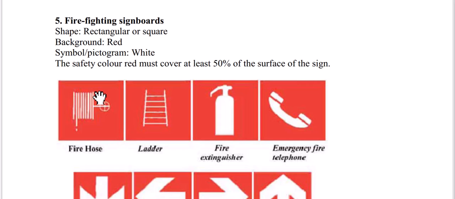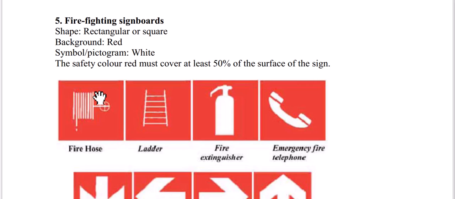So they normally have a rectangular or square shape, like the first aid one, the previous one, the emergency and the first aid. So they are square or rectangle. They have a white symbol or pictogram as the previous one on the emergency and the first aid. The only difference is that the color here is red.